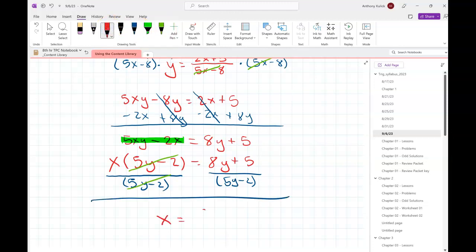Leaving us with x equals (8y plus 5) over (5y minus 2). Well, x by itself. Step 2, finished. Next, I swap the x's and y's. So everywhere there was an x, I write a y. And then everywhere there was a y, I write x.